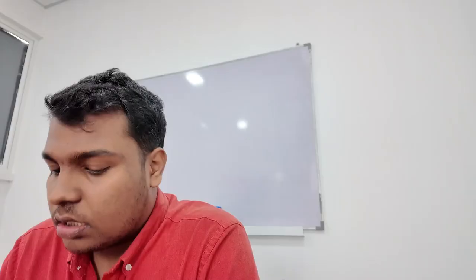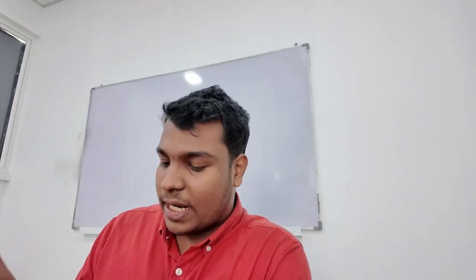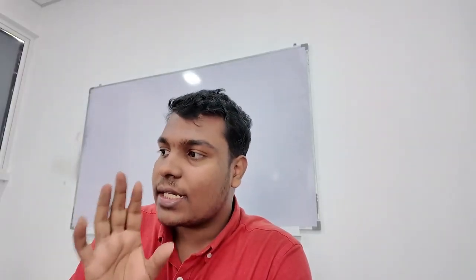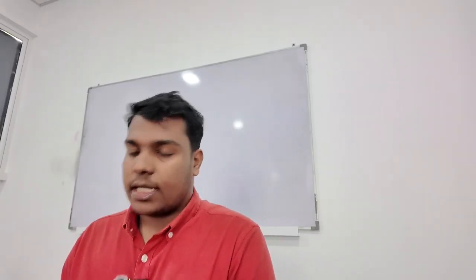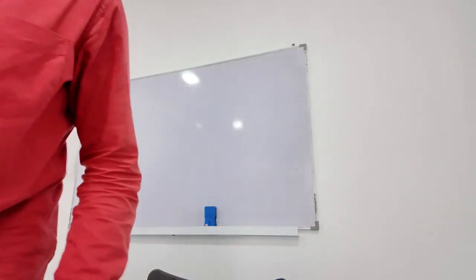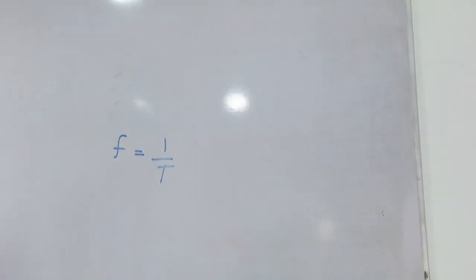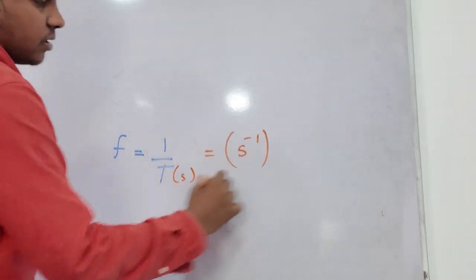Then Tehas, you have to understand, they say the tip of the ultrasound vibrates 96 million times per second. What does it mean, 96 million times per second? Do you remember the definition of frequency? The definition of frequency is F equals 1 over t. What does 1 over t give you? Seconds, so the unit is s to the power minus 1.